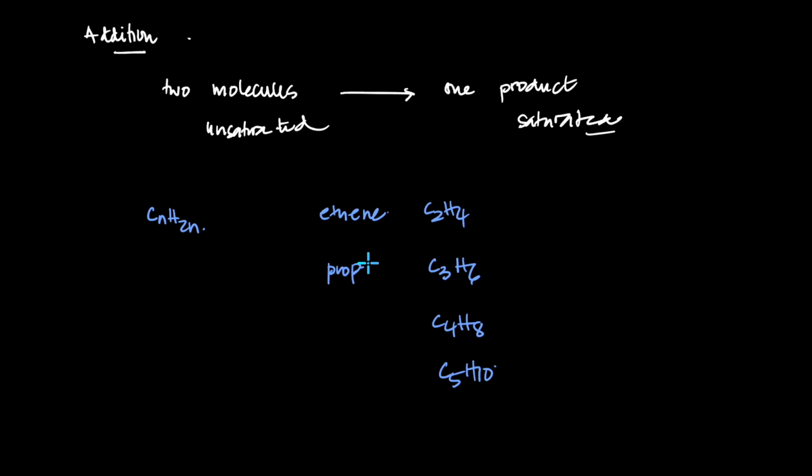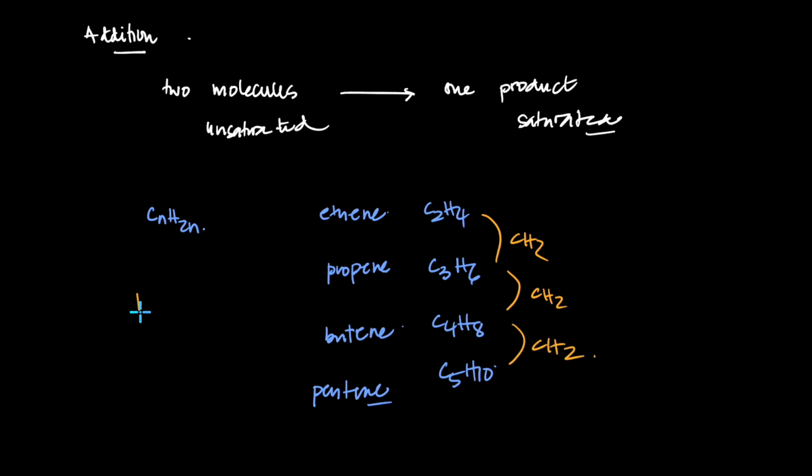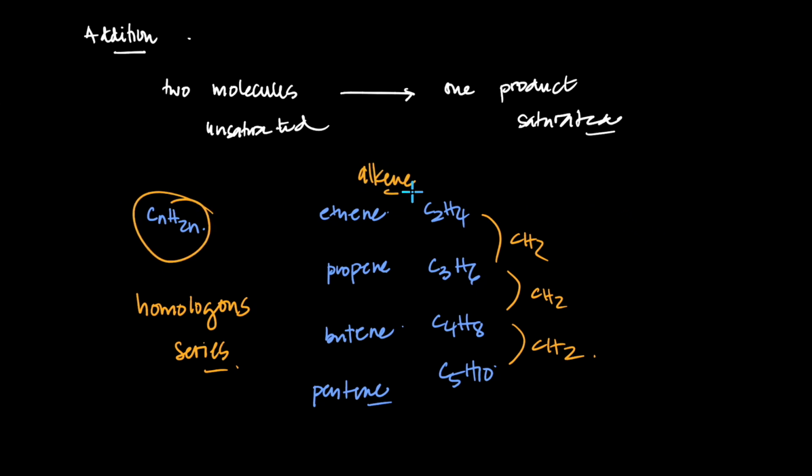Ethene, propene, butene. You can also have pentene. And every member differs by a CH2 group. CH2 group. CH2 group. So this is what a homologous series by definition is. General formula CnH2n. This is the alkene series, a homologous series. Alright.